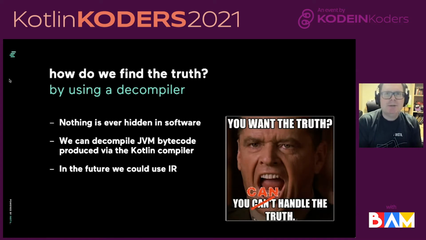So how do we find out the truth? Well, we find out the truth by using a decompiler. Nothing is ever hidden in software. We can always dig in and see what's going on. Even if somebody has used an obfuscator, it only obfuscates. It can't completely hide things from us.